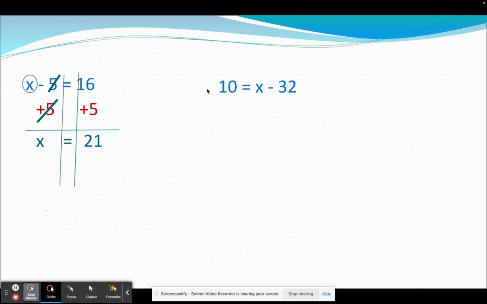Next one, I have 10 equals x minus 32. Again, I want to get that x by itself. So in order to do that, I have to add 32. I am subtracting 32. I have to add 32 to both sides. And I get 42 equals x, or x equals 42, which means I would put 42 where the x is. 42 minus 32 equals 10, and it works.